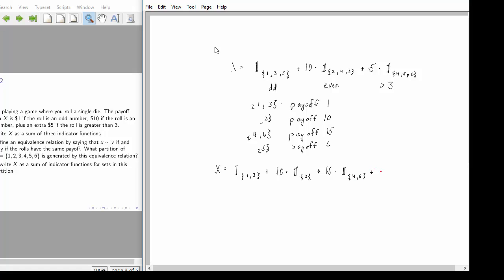plus 6 times the indicator function for 5. And this is true quite generally whenever you have a function that takes on only a countable number of values. You can always rewrite it as a sum of indicator functions on the level sets of the function.